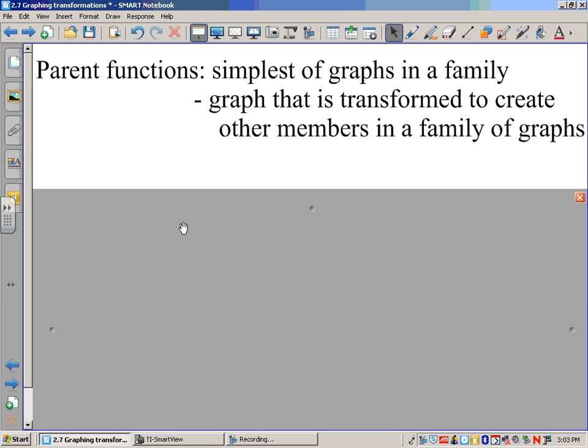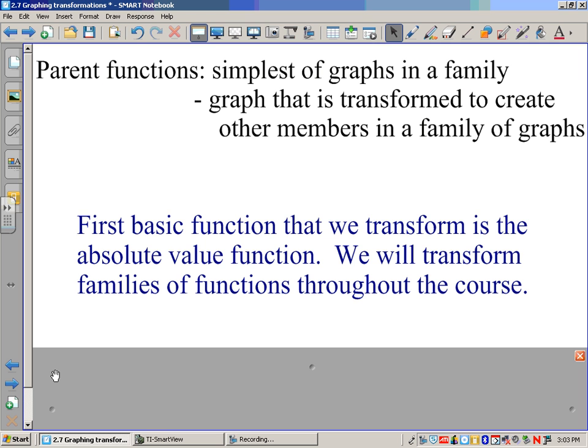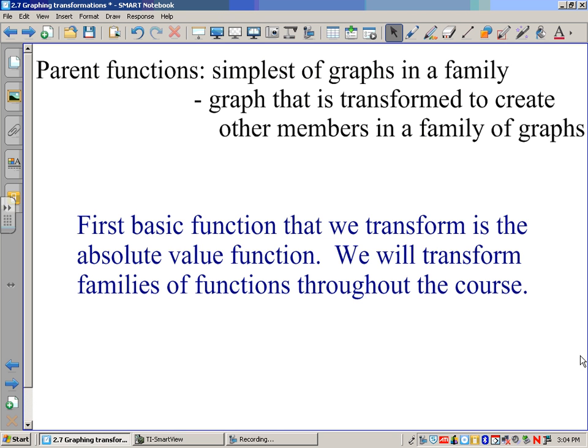The parent function you will see all throughout Algebra 2. What you're talking about with the parent function is the simplest of graphs in a family. What you will do with that graph is transform it to create other members in a family of graphs. The first basic function that we're going to transform is the absolute value function. As I said, you're going to transform families of functions of graphs throughout the course. Every function that we look at, we do transform.